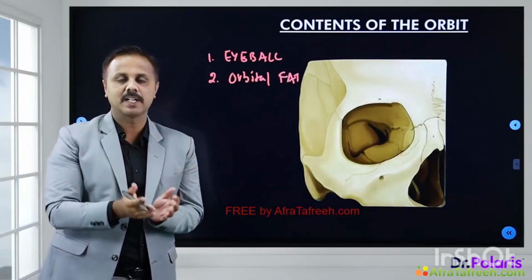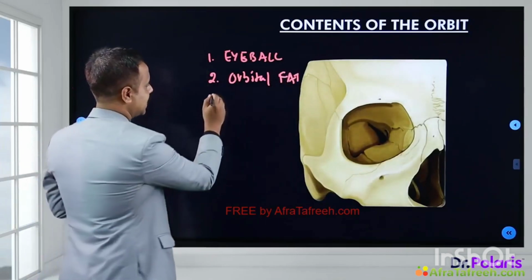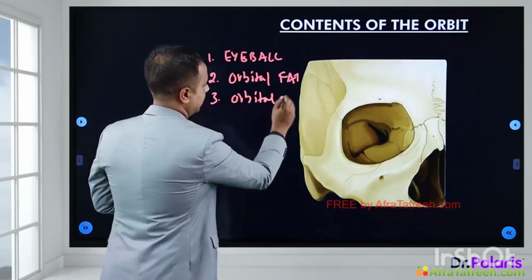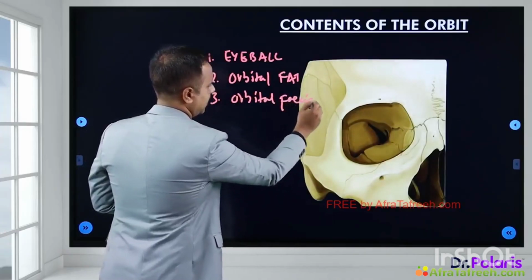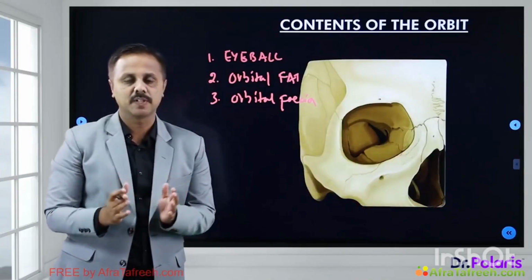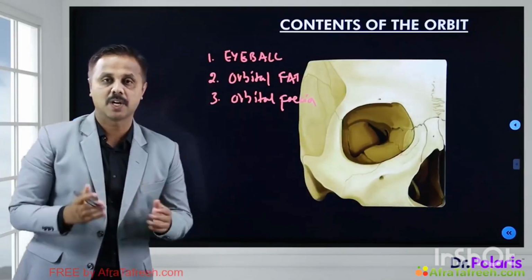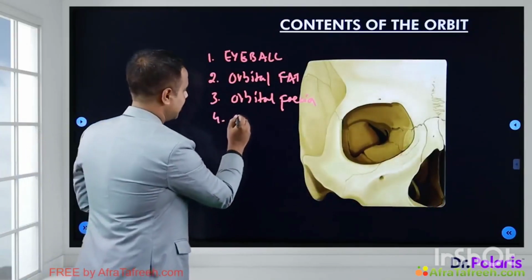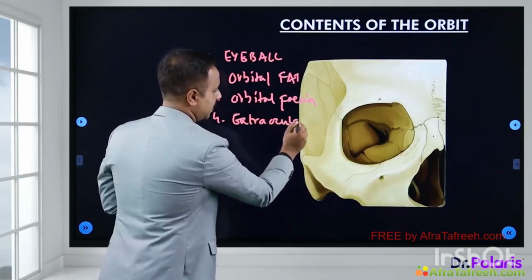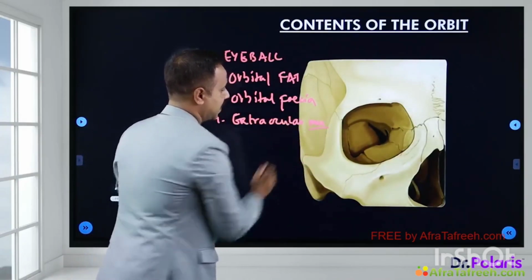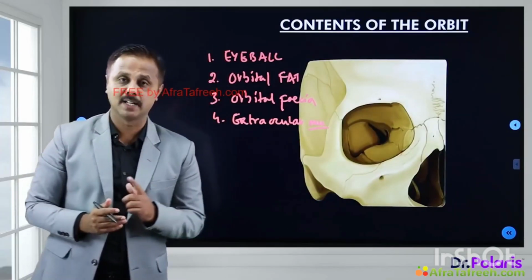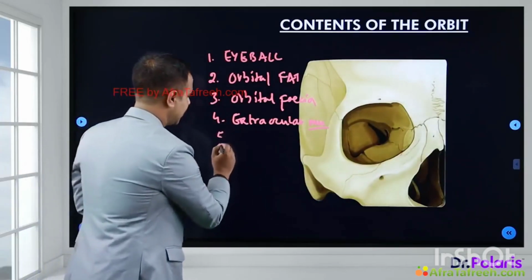The eyeball is located in a fascial sheath. We call this the orbital fascia. The eyeball, to move, needs muscles. So we have extraocular muscles. If muscles are there, they have to be controlled by nerves. So we have the nerves of the orbit.